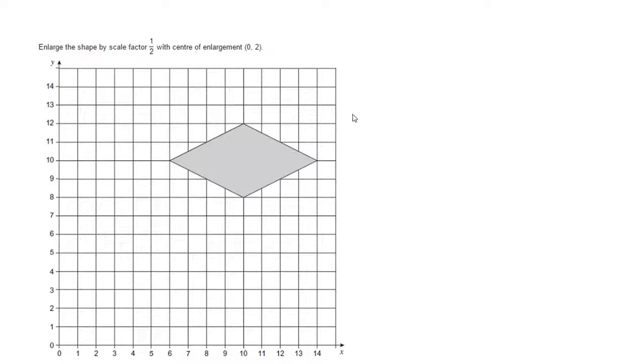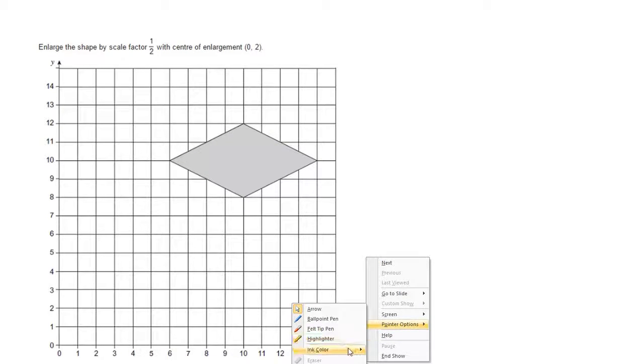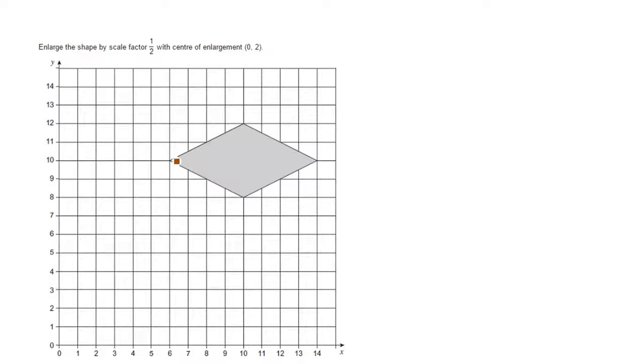Okay, so in this question we have to enlarge this shape here by a scale factor of half with the centre of enlargement at 0,2. So let's just label up the object to start with. First of all, we need to label the vertices of this shape. It's the vertices that define the shape and that we're going to use to find the image of enlargement. So A, B, C and D are crucial.